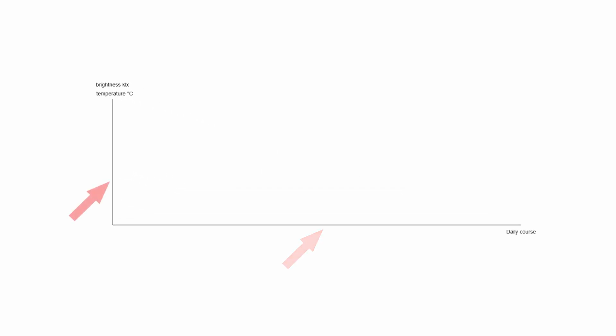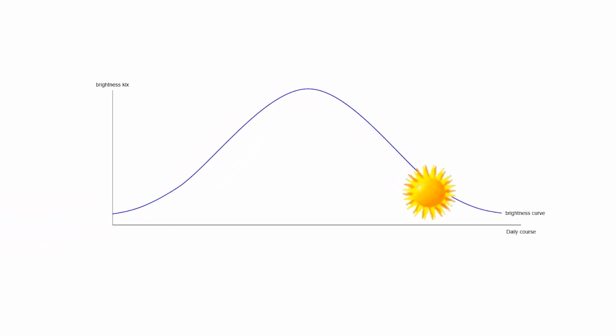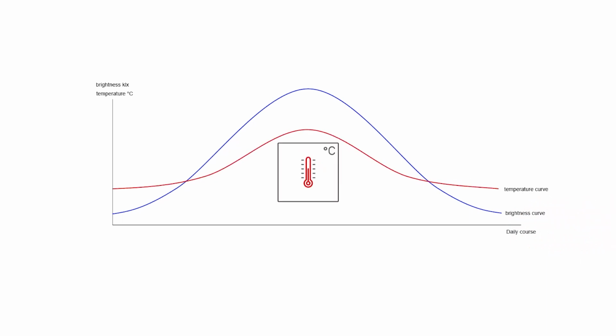To better understand how this function works, imagine a graph showing the time of day on the x-axis and the brightness and temperature on the y-axis. Over the course of the day, the sun produces a brightness curve on this graph. Sunlight also produces a temperature curve over the course of the day.